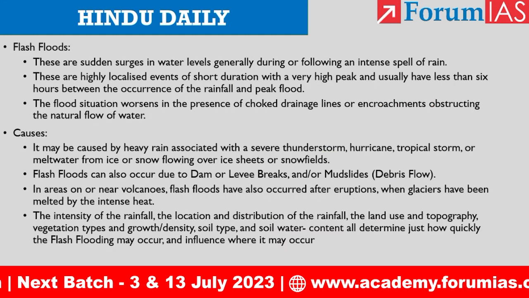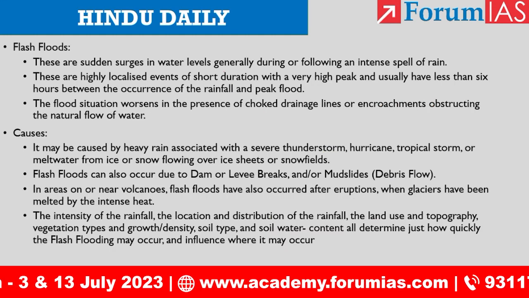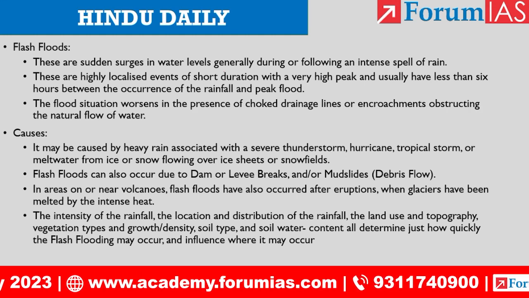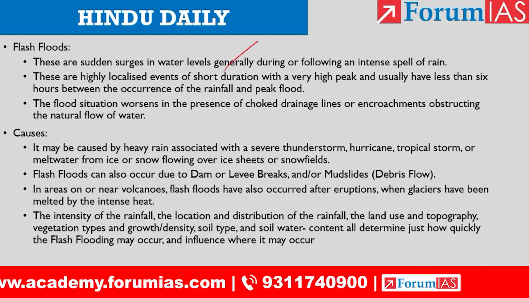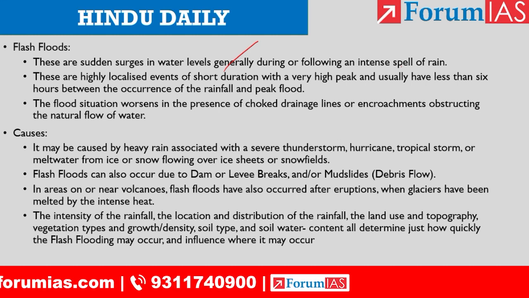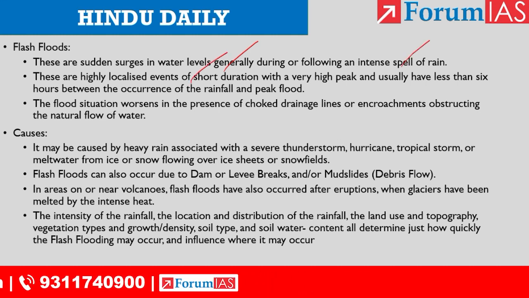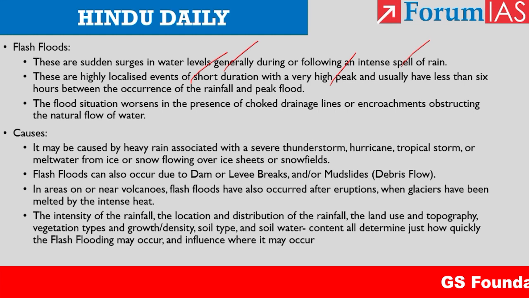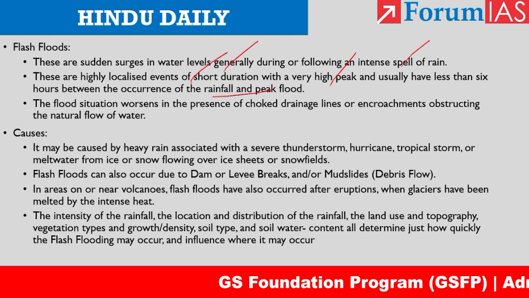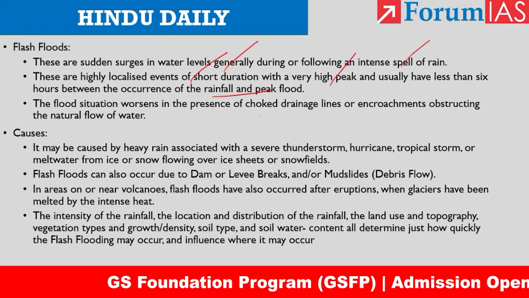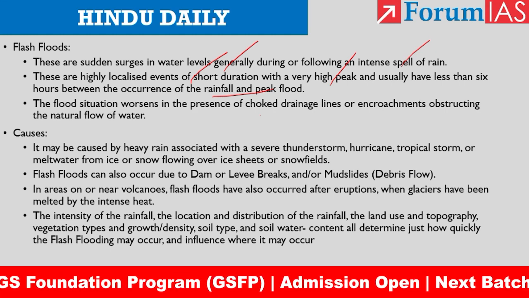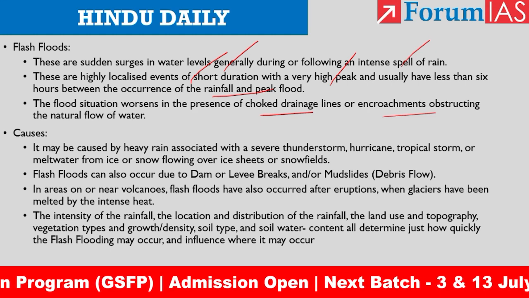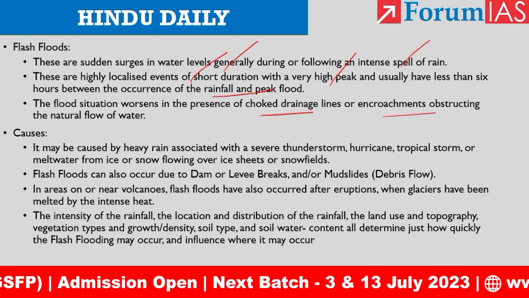Next, we'll see what flash floods are. Flash floods are sudden surges in water levels, generally during or following a very intense spell of rain. They are highly localized events, and suddenly they peak, and everything happens in less than 6 hours between rainfall and peak flood. The flood situation will worsen if the drainages are choked, or there are encroachments in the flow of water area. So how are they caused?